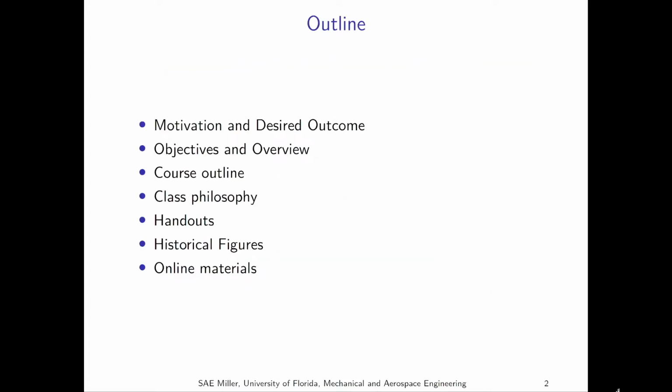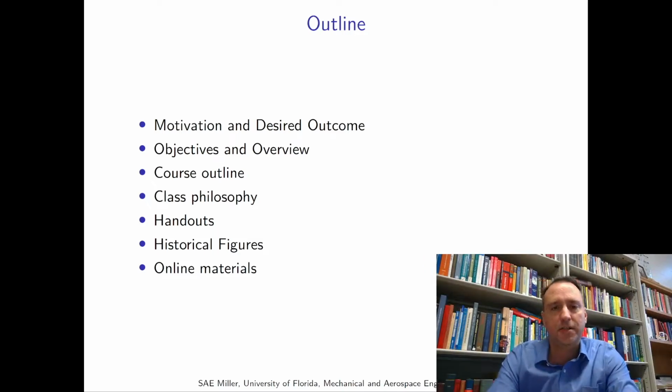In this talk, I want to talk about my motivation and desired outcome for the course, the objectives and overview of the course, show the course outline and what we created, the philosophy of the course, talk about what the students are given, some of the sampled historical figures and the material which is online, and maybe summarize the outcome of the effort, which took about 2 years of course development time in conjunction with discussions with mathematicians.